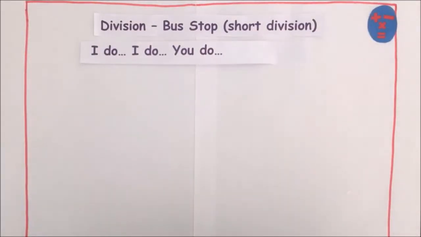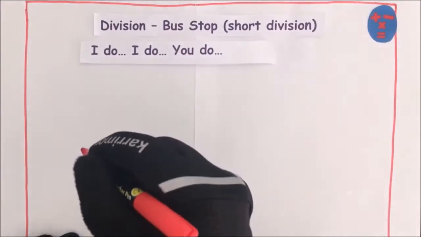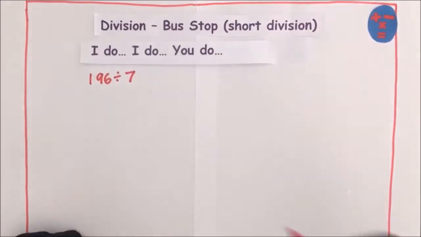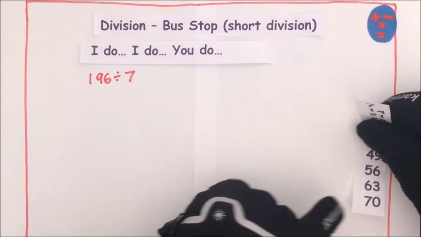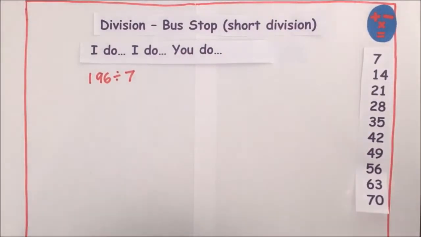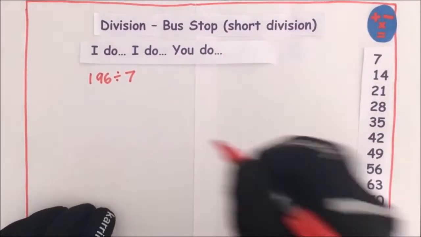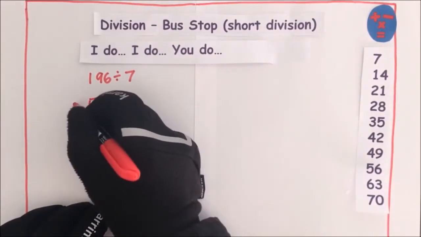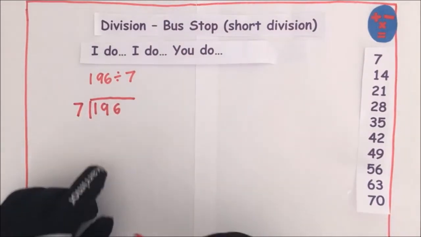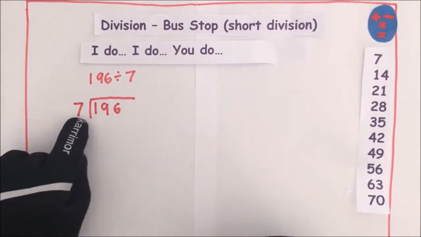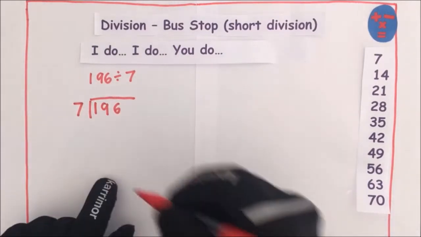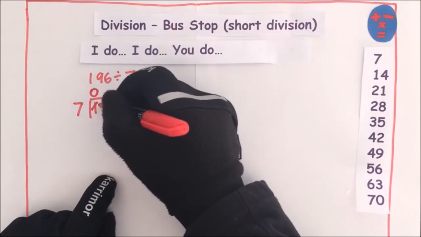First thing I'm going to do is a couple of examples. I'm going to do 196, and I'm going to divide that by 7. The way I do it, guys, is I know I'm dividing by 7, so straight away, either on a piece of paper or in my head, I'm thinking about my 7 times tables. Busstop division: the 196 goes inside the bus stop, and the thing that we're dividing by, the 7, goes outside. First question I ask myself, how many times does 7 go into 1? It doesn't. 7 is a bigger number than 1, so I put down a 0 and I carry that 1 across into the next column.